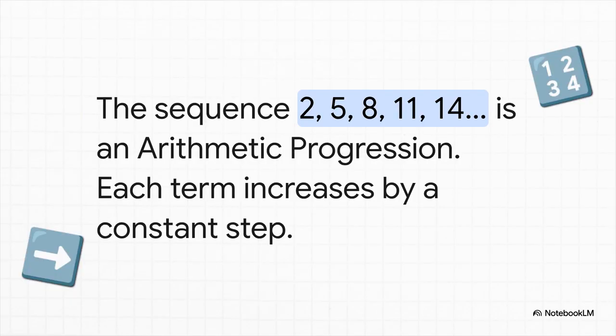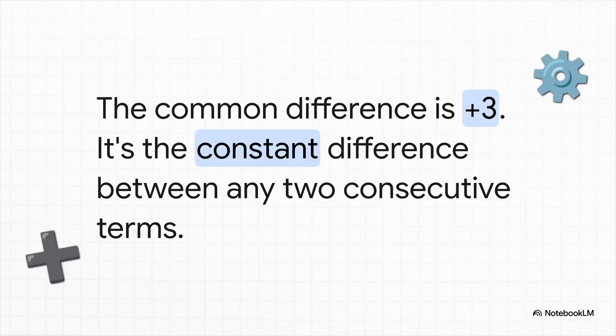Let's make this real. Take a look at this sequence: 3, 7, 11, 15, 19. You see the pattern, right? To get from 3 to 7, you add 4. To get from 7 to 11, you add 4 again. It's that constant rhythmic step that makes it an arithmetic progression. For this example, our common difference is a positive 4, and that's the whole magic of it. That step size never changes. It's perfectly consistent, perfectly predictable, and that predictability is what makes these sequences so powerful.